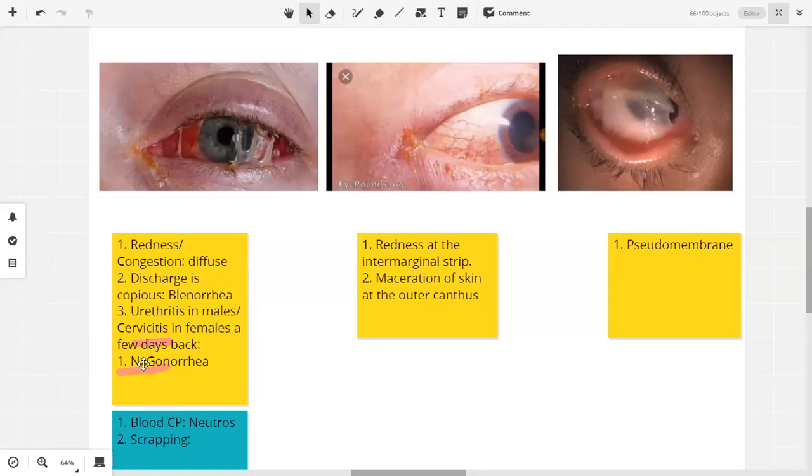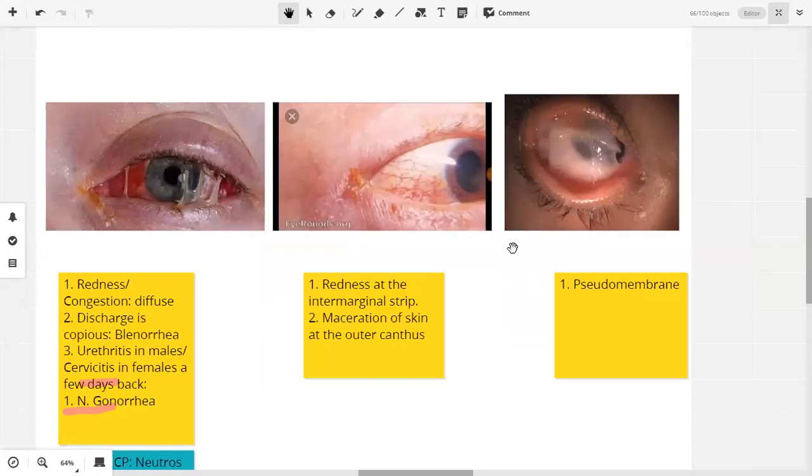Now, we know that there is another organism which causes STIs, that is chlamydia. We will discuss chlamydia conjunctivitis later on in the same session, but this is Neisseria gonorrhea conjunctivitis. Moving on to our second case.